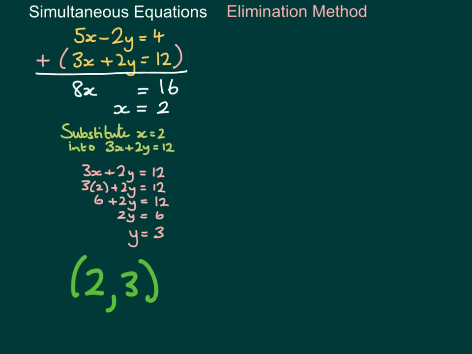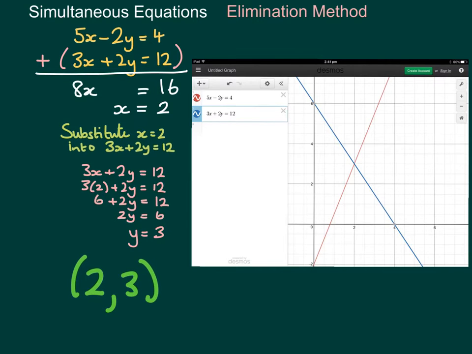If you remember back a few lessons ago, when we first looked at simultaneous equations, we were drawing graphs. Just to remind you, this is the graph of 5x minus 2y equals 4, the top one, and the blue graph is the graph of 3x plus 2y equals 12. I'm trying to use the Desmos app on my iPad. If you look at that coordinate there, it's 2, 3, the same coordinate as the one we found using algebra. The algebraic method is meant to be a more straightforward, accurate and easier method than drawing graphs each time to work out that coordinate.